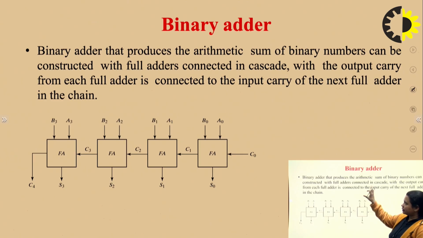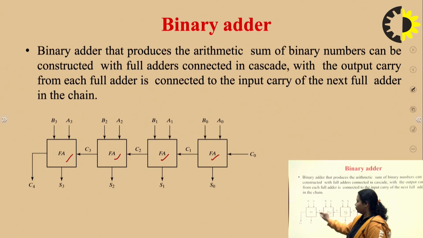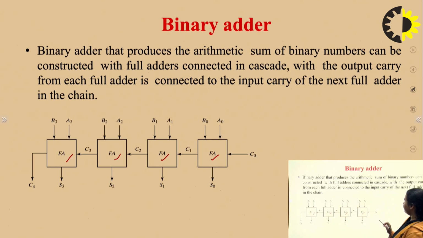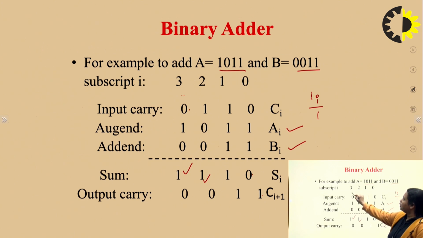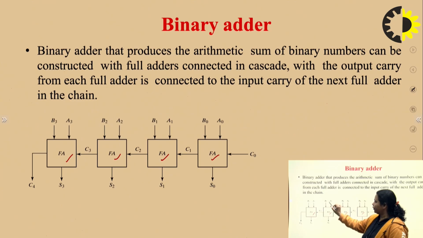This is using a full adder, because it may consist of carries also. So we have to consider using a full adder. We are taking one full adder, 2, 3, 4. These 4 full adders will be used. We are using 4 because we have to add 4-bit numbers. So that's why we are using full adders. A0, B0, A1, B1, A2, B2, A3, B3.